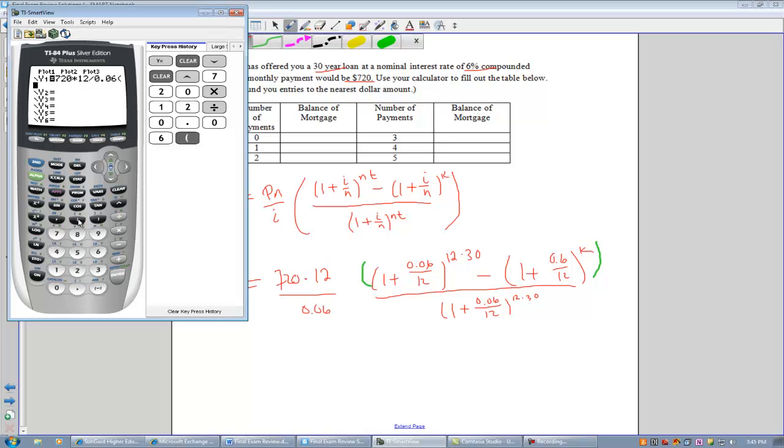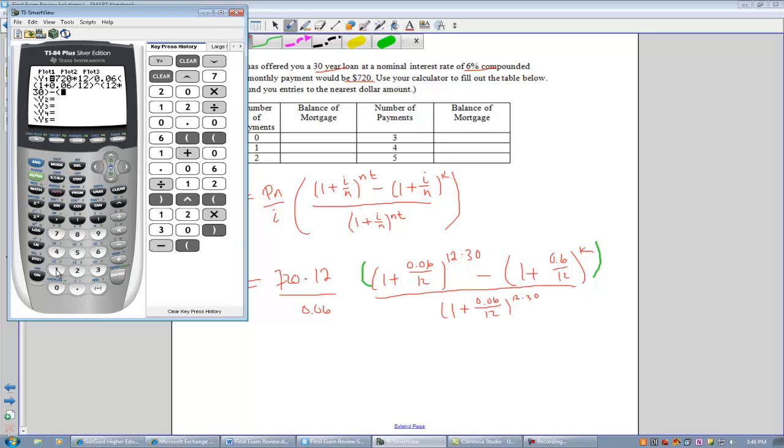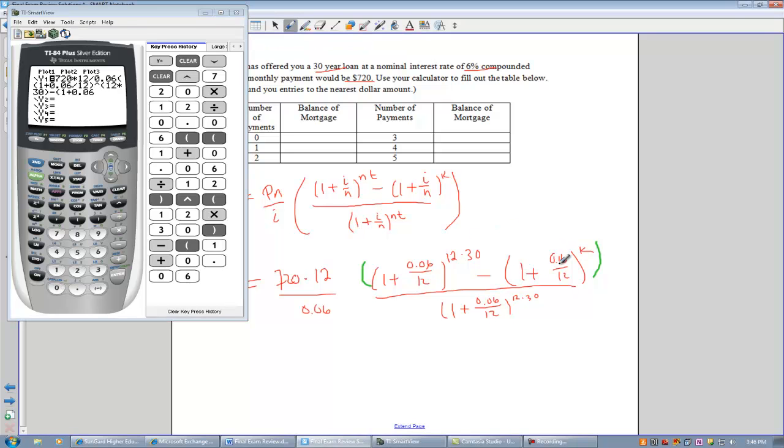We'll put a left parenthesis for the green one, then a left parenthesis for the red one, and then 1 plus 0.06 divided by 12, in parentheses, raised to. Now, I don't know what 12 times 30 is off the top of my head, so I'm going to put a left parenthesis and then 12 times 30, and close the parenthesis, minus left parenthesis 1 plus 0.06. That should have a 0 in front of it; I missed that 0. Right, 0.06 divided by 12.